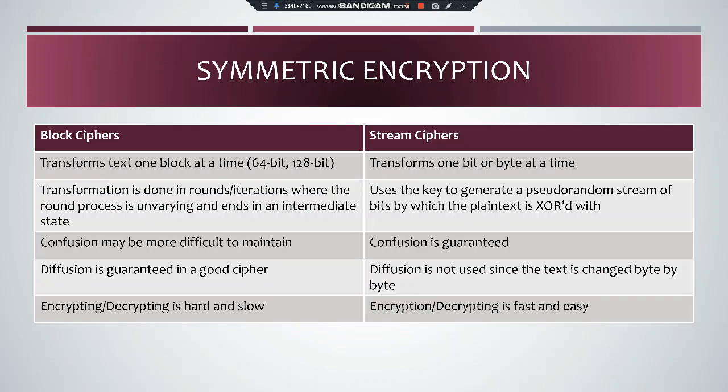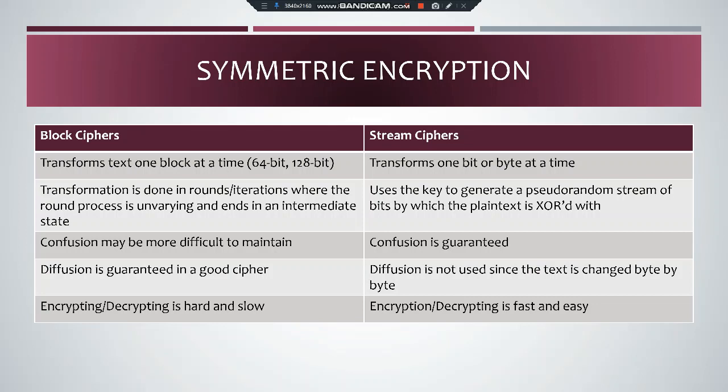Two different types of symmetric encryption are block ciphers and stream ciphers. Block ciphers transform text one block at a time, usually 128 bits, and stream ciphers transform 1 bit or byte at a time. The transformation in a block cipher is done in rounds or iterations, where the round process is unvarying and it ends in intermediate states. So when you hear of people breaking a block cipher, they are usually breaking it in rounds, solving for the intermediate states. And each round has its own round key that is generated from a process known as key expansion, derived from the original cipher key.